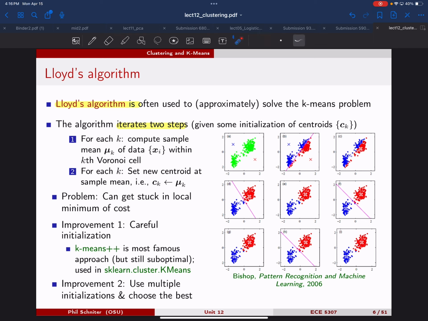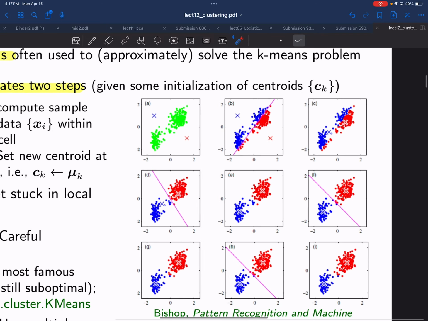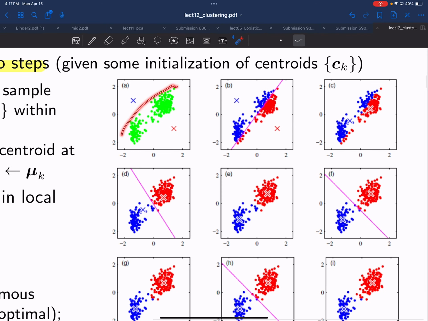Given those centroids, you figure out what the Voronoi cell is, and you just compute the sample mean of the data within that cell. Now that you have the new sample mean, you set the centroids at those sample means, and you repeat. So here's how it looks. Here's our data, and let's say this is our centroid initialization. We have the blue centroid and the red centroid.